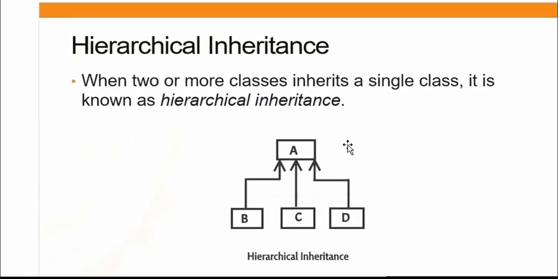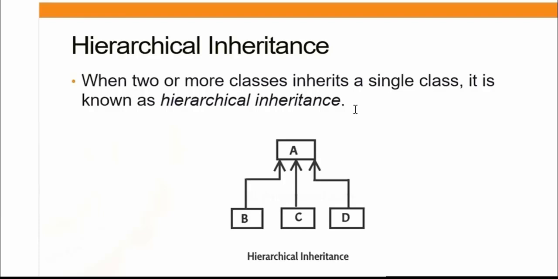So hierarchical inheritance is nothing but when two or more classes inherit a single class. For example, this is like my father. Maybe these are my siblings, not only me, because even for my siblings, he is my dad, right? So let's say he has got 5 houses.